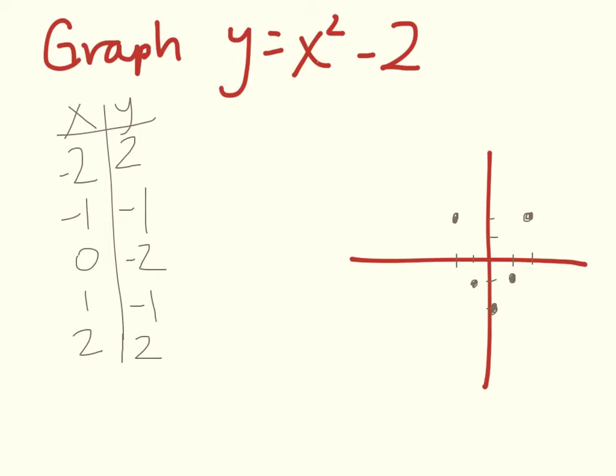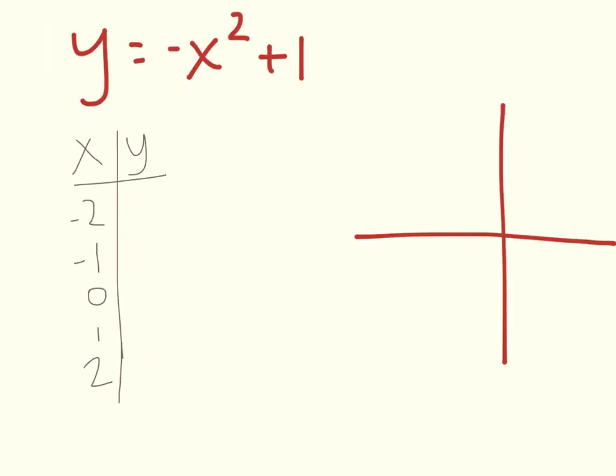We want to make sure that when we draw our line, we do not draw a V with a point. Remember, this is a curve, that parabola. So we want to make our U the very best that we can. All right. And let's do one more example.